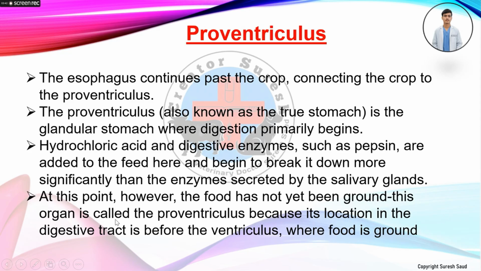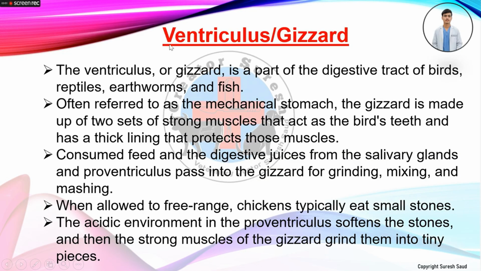This organ is called the proventriculus because its location in the digestive tract is before the ventriculus, where food is ground. Ventriculus, gizzard. The ventriculus, or gizzard, is a part of the digestive tract of birds, reptiles, earthworms, and fish. Often referred to as the mechanical stomach, the gizzard is made up of two sets of strong muscles that act as the bird's teeth and has a thick lining that protects those muscles. Consumed feed and the digestive juices from the salivary glands and proventriculus pass into the gizzard for grinding, mixing, and mashing.